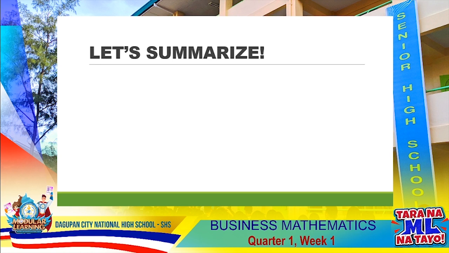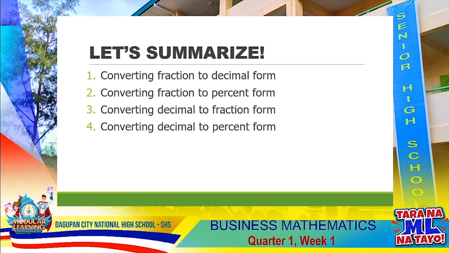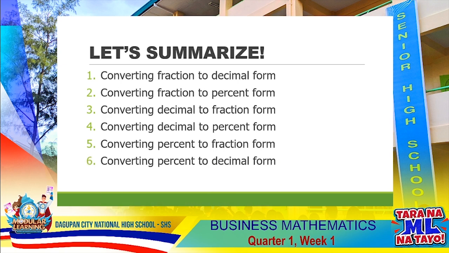In this section, you will generalize on the lesson you have learned by explaining the following processes: converting fraction to decimal form, converting fraction to percent form, converting decimal to fraction form, converting decimal to percent form, converting percent to fraction form, and converting percent to decimal form.